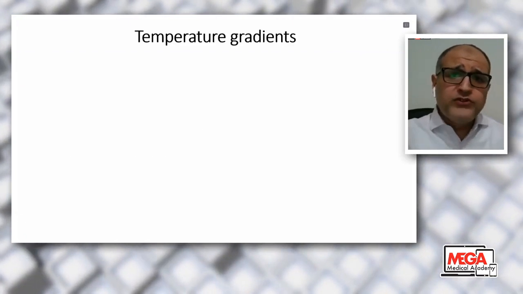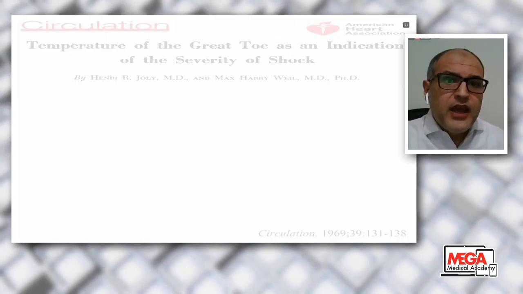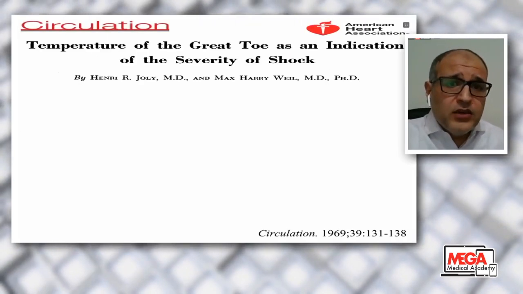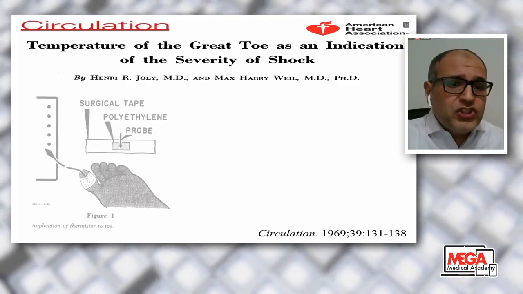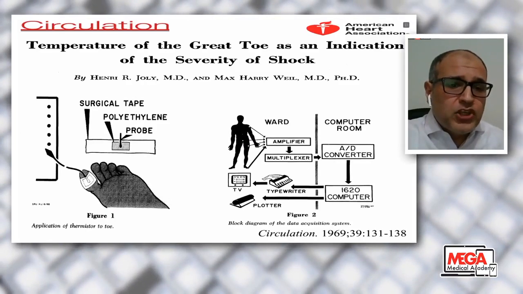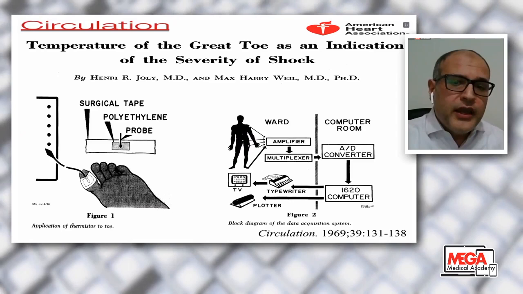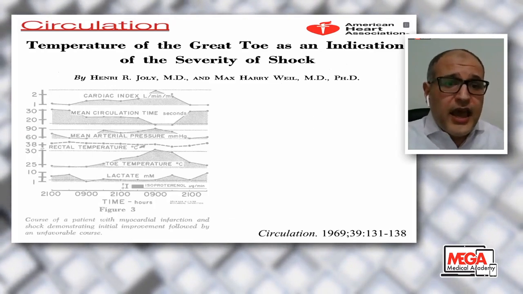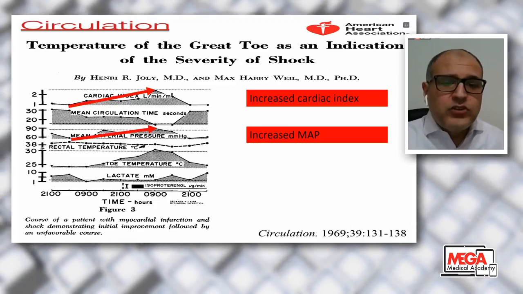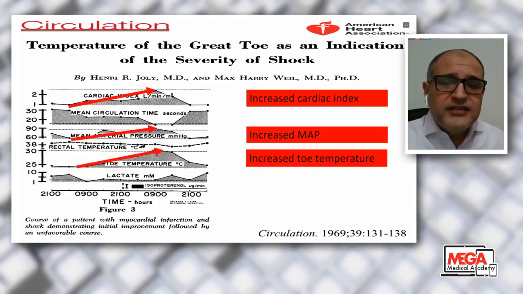Now we will move to the temperature gradient. This study was published in Circulation in 1969. They measured the temperature of the toe in shocked patients, and they found that when the cardiac index increased and the mean blood pressure increased, the toe temperature increased and the lactate decreased.